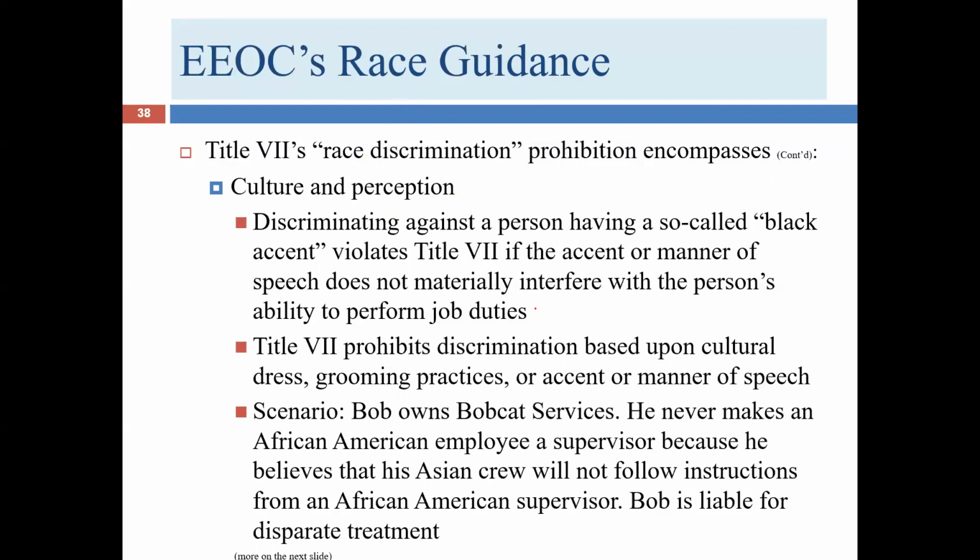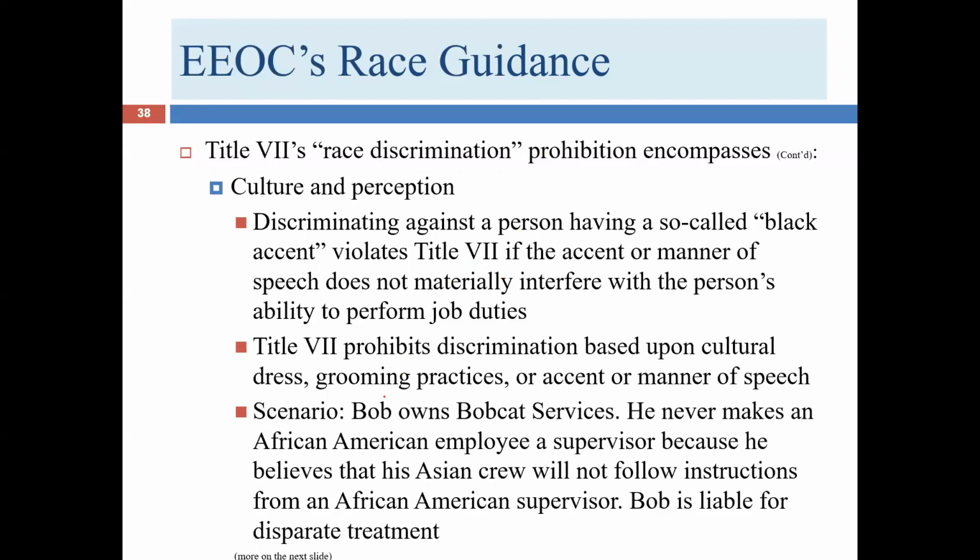But let's say the dress code is standard office apparel, and a woman comes to work wearing a hat that reflects her African ancestry. That would be completely appropriate unless, of course, the employer prohibits people from wearing hats. Under those circumstances, the employee is permitted to wear her cultural expression.